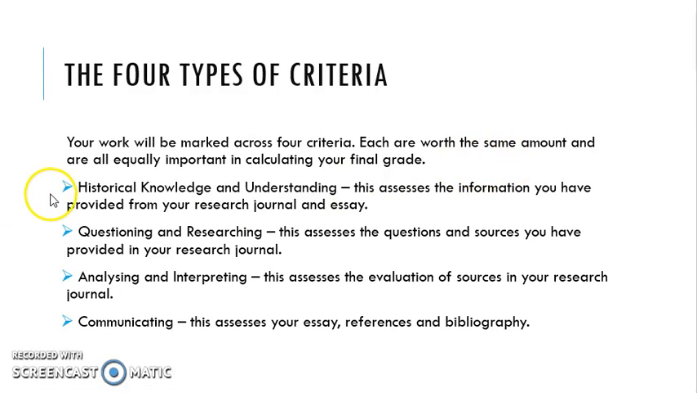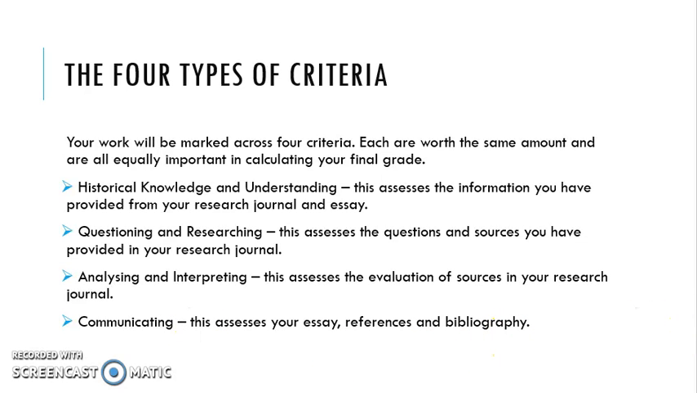So the first criteria you'll be marked on is historical knowledge and understanding. This assesses what information you've provided in your research journal and your essay. This is your content knowledge. The second criteria is questioning and researching, which assesses the questions that you've written for your research and the sources that you've provided in your research journal. The third criteria is your analysing and interpreting criteria, which assesses the evaluation of sources in your research journal. And finally, your communication criteria will assess your essay, references, and bibliography. So those are the 4 types of criteria that you will be marked on.